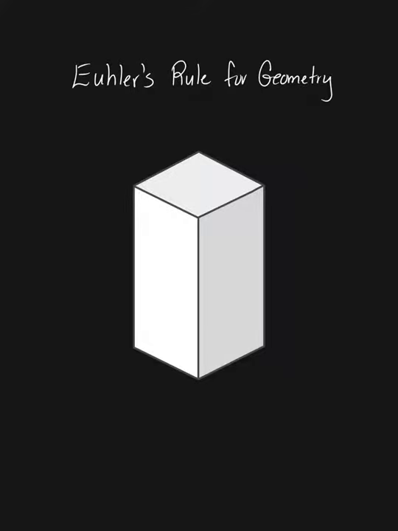Okay, all it tells us is if we have a prism, then the number of faces of the prism, that's the flat surfaces, plus the number of vertices in the prism, that's the corners, will always equal the number of edges, that's where flat surfaces come together, plus 2.